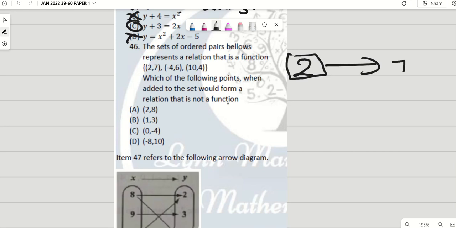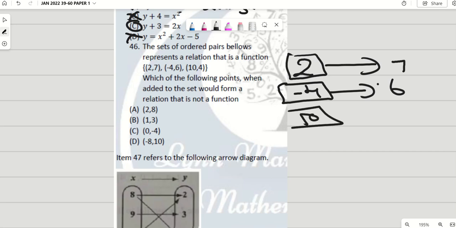Now, we already have a 2 here, so the only thing that is changing, guys, is my y values, because y is the result of adding something to it. So if you have 10 plus something, you're going to get 4. So that means if we look at this, the only thing that has to change is my y values. We already have a 2 in this function, so therefore A would be our answer for that is not a function.